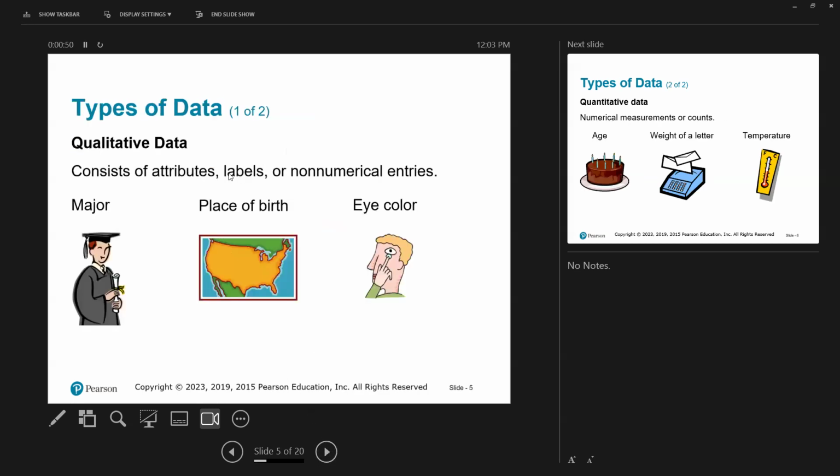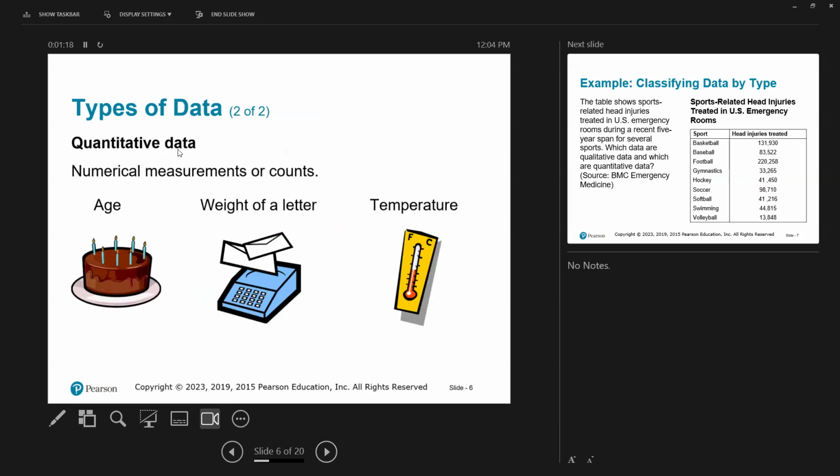First, two types of data: qualitative data and quantitative data. Qualitative data consists of attributes, labels, or non-numerical entries. For example, a person's place of birth or his or her eye color. These are qualitative data because these are non-numerical entries. When we look at quantitative data, the age, weight of a letter, temperature, as you can see, these three things involve numbers, and we call them quantitative data.